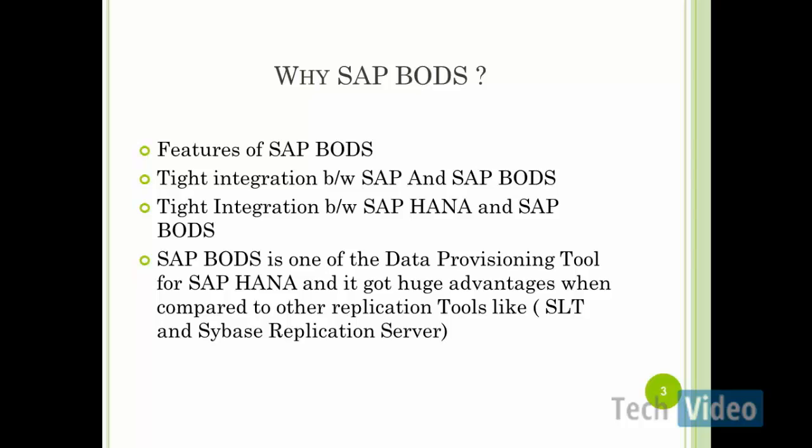And there is a tight integration between SAP HANA and SAP BODS. We already know that SAP HANA is an in-memory database, which allows huge processing of real-time data in the main memory, that is RAM. SAP's roadmap is that within 2-3 years they want to replace whatever backend database ECC is using, maybe Oracle, SQL Server, or DB2, with the help of SAP HANA.